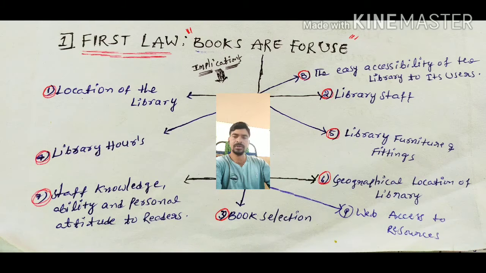Sixth one is geographical location of the library. Seventh one is staff knowledge, ability and personal attitude to readers. Eighth one is book selection. Ninth one is web access to resources. These are the 9 implications, very important in the first law.